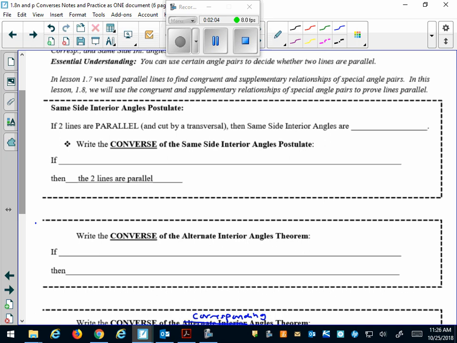So the original theorems, the hypothesis is the lines are parallel. If the lines are parallel, then. So we know the lines are parallel, right? So if the lines are parallel, then same side interior angles are what? Supplementary, right? This is the one that's supplementary. So if we write the converse of the same side interior angles postulate, what would it say? Good. So if same side interior angles are supplementary, then the two lines are parallel.